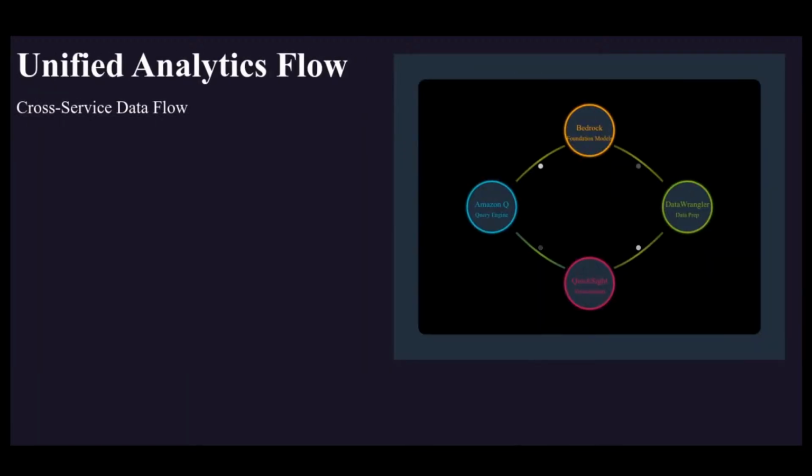The unified analytics flow is about doing things in a way that allows you to make decisions across all of the context of the data you have. So what this means is cross-service data flow. And what this really comes down to is being able to look at a dashboard that shows you what's happening with more than one service.